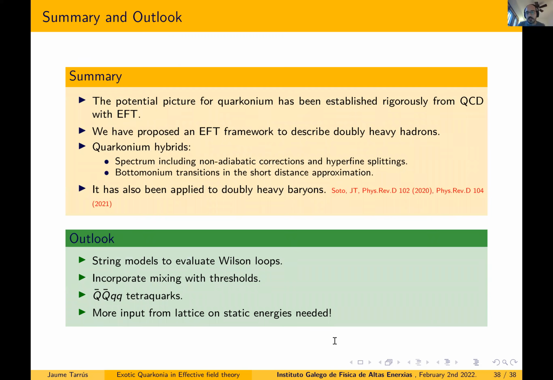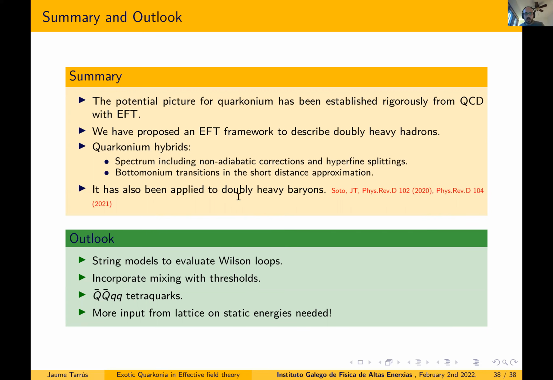And with this, I arrive at a summary. I showed you that the standard quarkonium spectrum has been well understood using effective theories for QCD. And I showed you the recent developments in which I have been involved in extending these sorts of EFTs to describe doubly heavy hadrons. I showed you the results for quarkonium hybrids. We also have results for doubly heavy baryons, which can be found in these papers that I have not discussed.